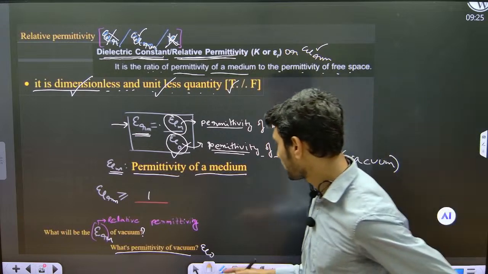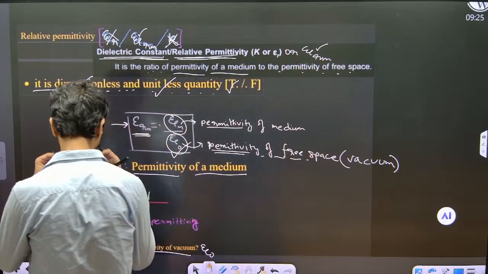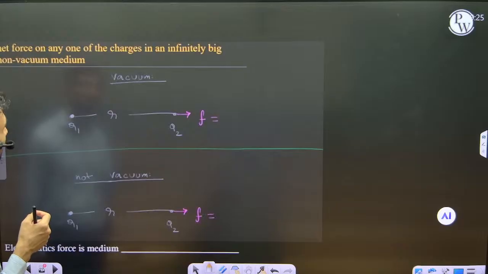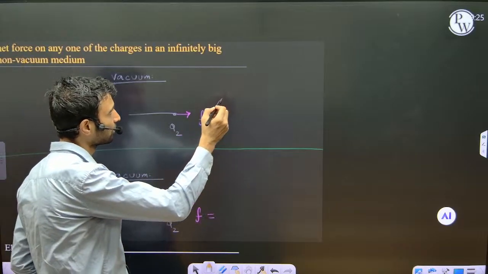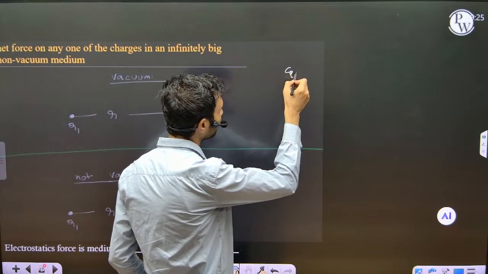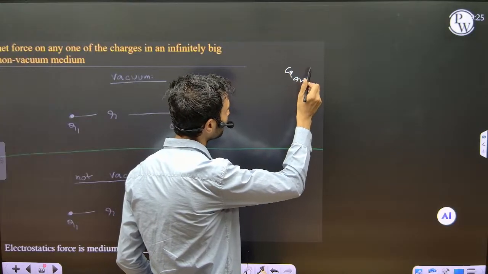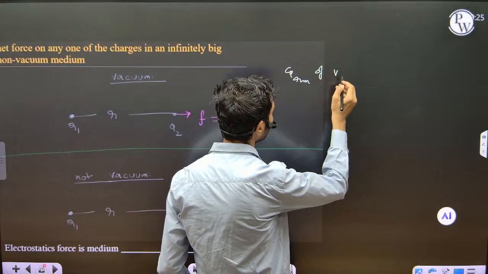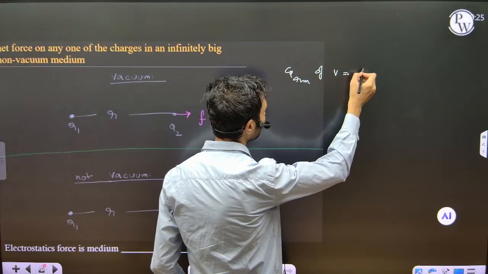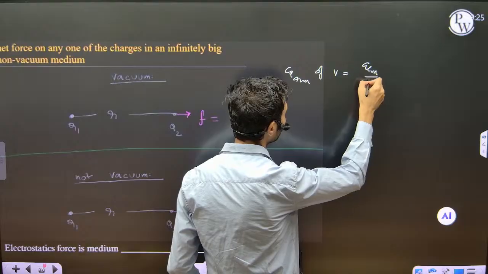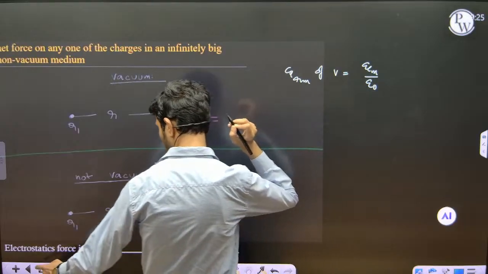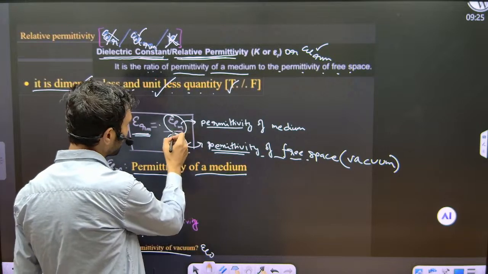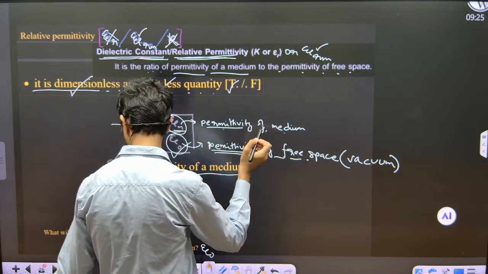Epsilon rm, let's find out. We'll do it on the next page. Here we'll find out. So epsilon rm of vacuum will be epsilon m divided by epsilon naught as per the formula, as you can see here. Epsilon m divided by epsilon naught. And what is epsilon m? It's the permittivity of the medium.